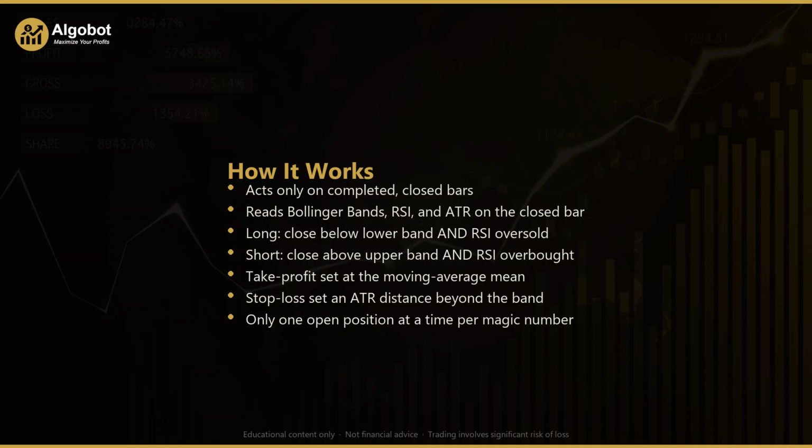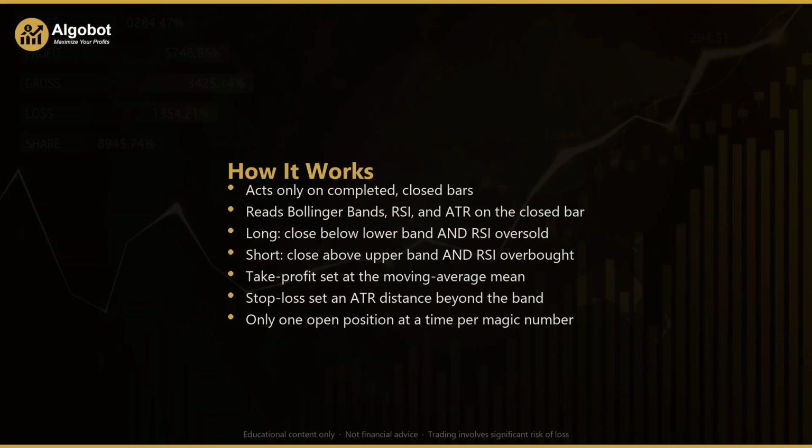The entry is taken at the current ask price. The take profit is placed at the moving average mean, the middle band, because the aim is for price to fade back to its average. The stop loss is placed below the entry, at a distance of the ATR multiplied by the stop factor, which defaults to 1.5. That stop sits beyond the rail so that a genuine breakdown is closed quickly.